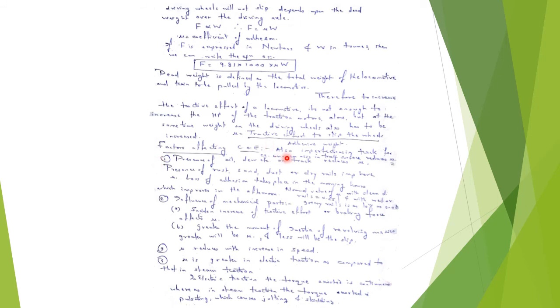If there are imperfections in the track or unevenness in the track surfaces, it will reduce the coefficient of adhesion. Similarly, presence of oil, dew, etc. on the track reduces the coefficient of adhesion. Presence of rust, sand, dust or dry rails improves the coefficient of adhesion, that is mu. Loss of adhesion generally takes place in the morning hours. The normal value of the coefficient of adhesion with clean dry rails is around 0.25 and with wet or greasy rails is as low as around 0.08. So these are the maximum and minimum values of the coefficient of adhesion.